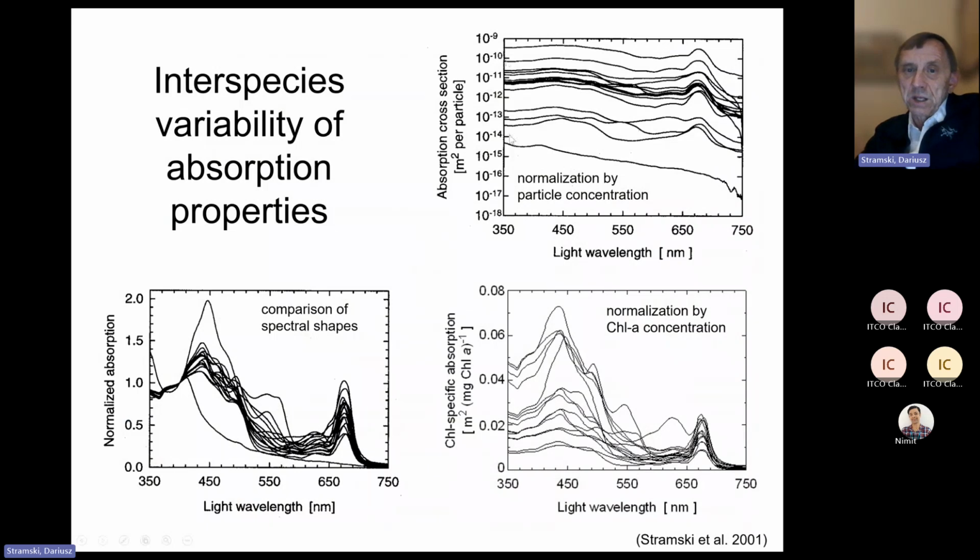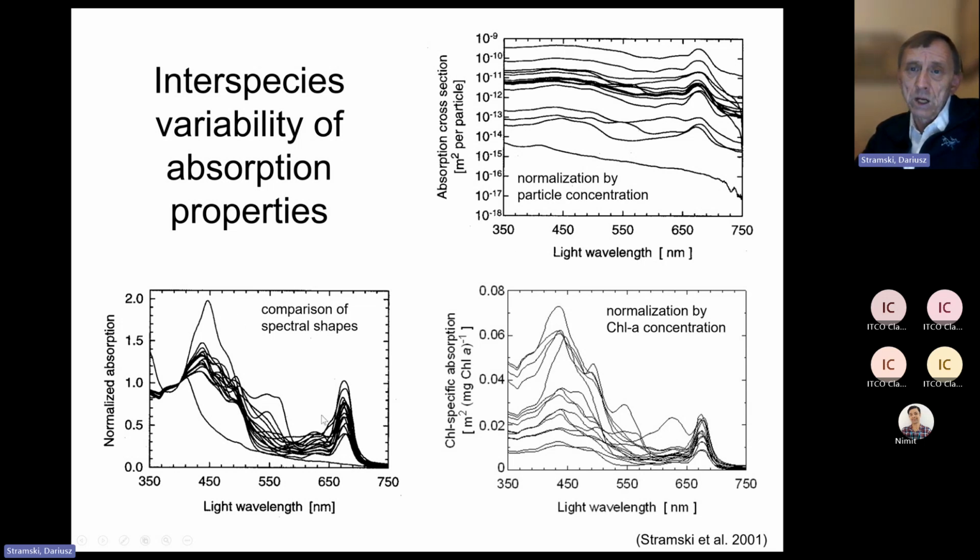But this is a logarithmic scale, so there are very, very large variations in a single-particle optical property, absorption cross-section, across different species. It is mainly driven by the increase in size, but of course the absorption coefficient of the substance forming these particles, or intracellular pigment concentration, also plays some role in this interspecies variability.